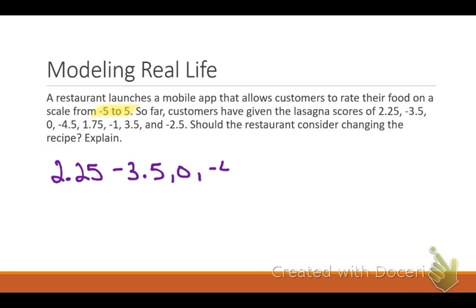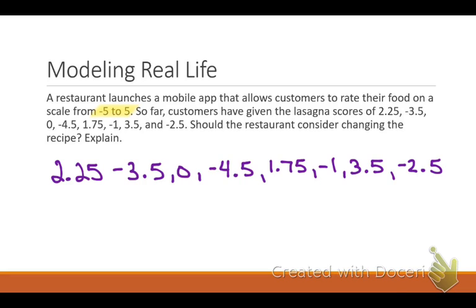Someone said it was really, really bad. Someone said it was kind of good, maybe better than average, and not good. I think anything in the negative would be not good. And then you've got 3.5. Yeah, they really liked it for some reason. Maybe they liked the ingredients in there. And then you have -2.5.